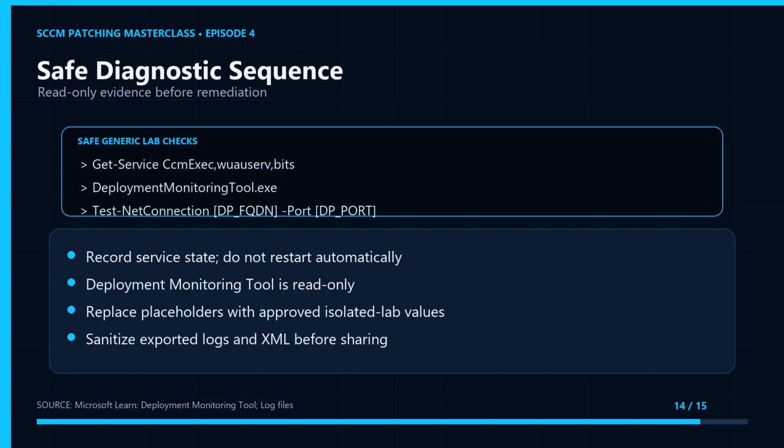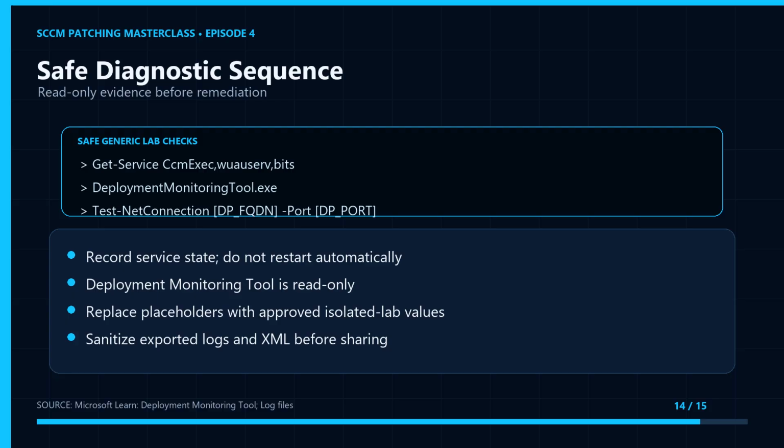A safe sequence starts by recording whether SMS Agent Host, Windows Update, and BITS are running without changing their state. The Microsoft Deployment Monitoring Tool is a read-only Configuration Manager client tool that can show targeted deployments and update status. Exported XML must be sanitized before sharing.